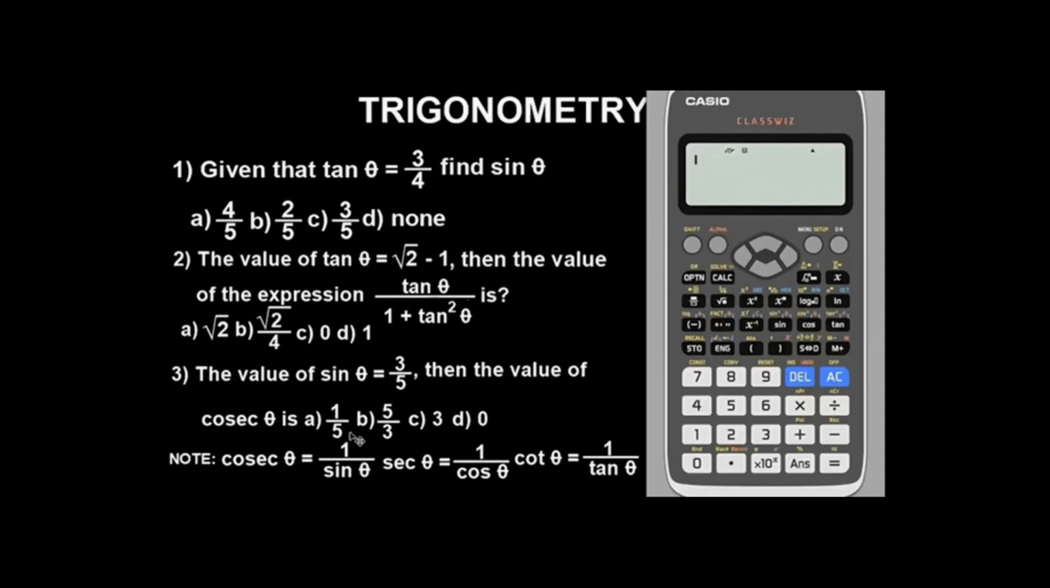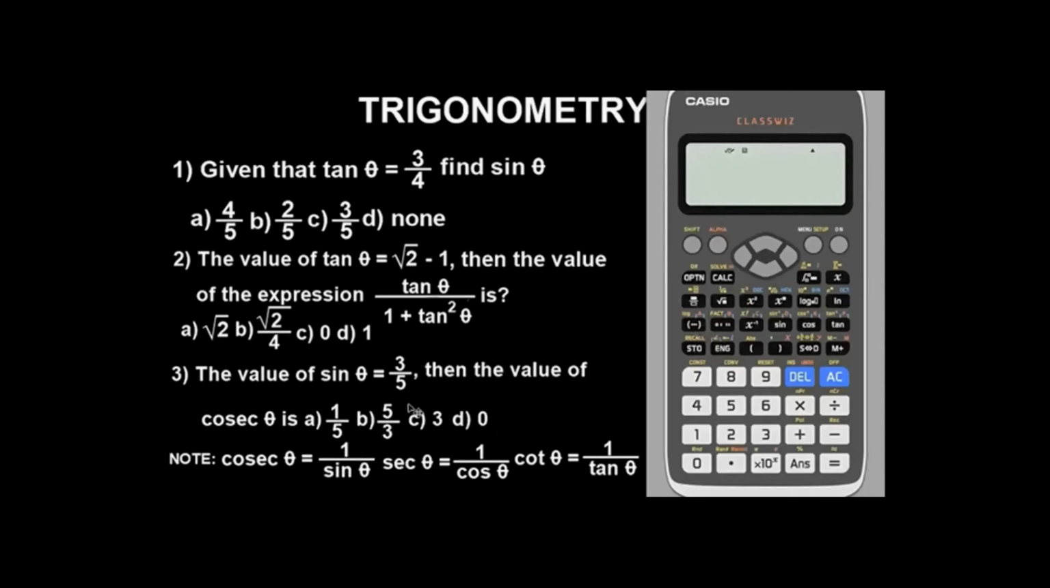Okay, right now we ask the value of what? Cosec theta. So guys, there's no cosec in this calculator. Now in trigonometry, cosec theta is 1 over sin theta. Sec theta is 1 over cos theta. And cot theta is 1 over tan theta. So since there is no cosec, we're going to replace cosec with 1 over sine. So that's as simple as that.